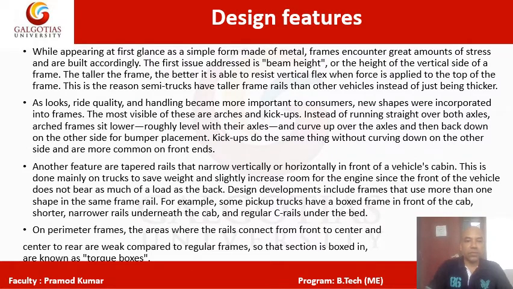While appearing at first glance to be simple, made of a metal frame, it encounters a great amount of stress and is built accordingly. As looks, ride quality and handling became more important to consumers, new shapes were incorporated into the frames. Another feature is tapering, narrowing vertically or horizontally in front of the vehicle cabin. This is mainly done on trucks to save weight and slightly increase room for the engine, since the front of the vehicle does not bear as much load as the back. On perimeter rails, the area where the rails connect is center to center compared to the regular frame, so the section is boxed in.